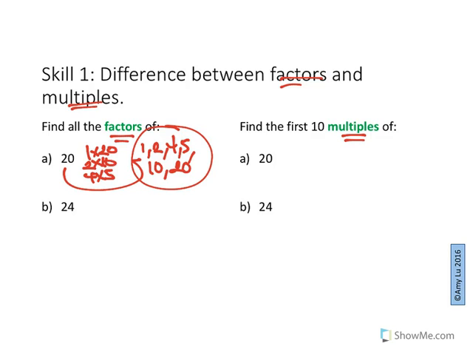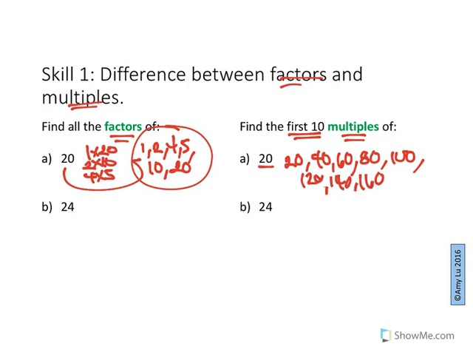Multiples are the result of multiplication. So when I say to identify the first 10 multiples of 20, I'm asking you to count by 20s. So the first 10 multiples: 20 times 1 is 20, 20 times 2 is 40, then 60, 80, 100, 120, 140, 160, 180, and 200. Those are multiples.